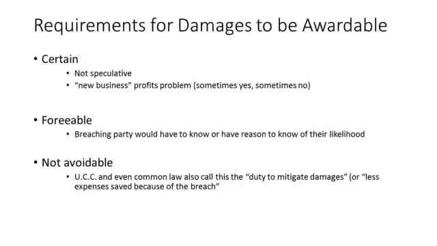All right. The second element we covered last week, and you might recall the Hadley versus Baxendale case, was foreseeability. It is not fair for a breaching party to be responsible for certain risks of consequential damages or incidental damages of which he, she, or it is not aware. If something very bizarre could happen that the breaching party would have no idea about, it's not fair to put the risk on that party.